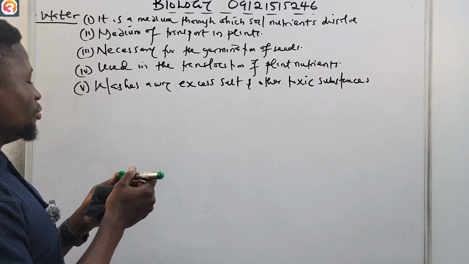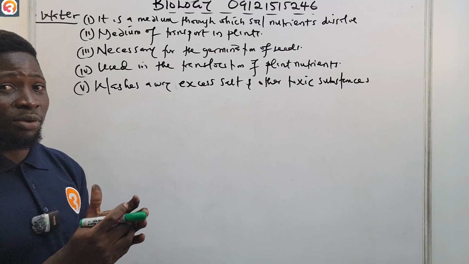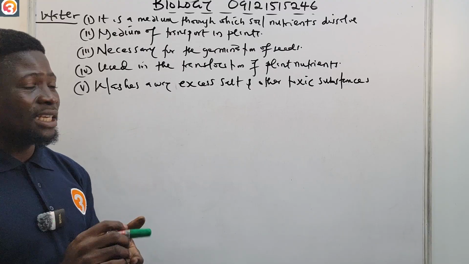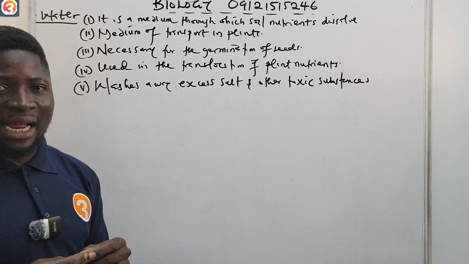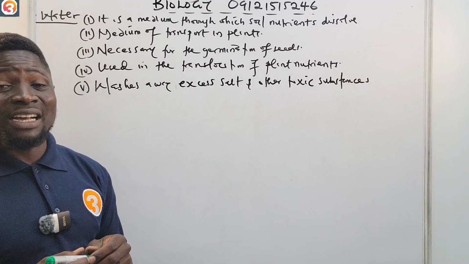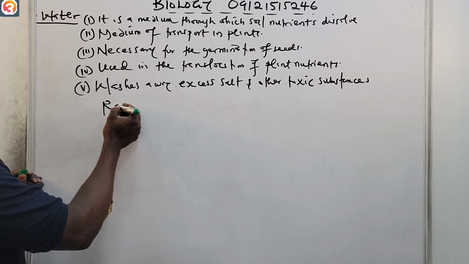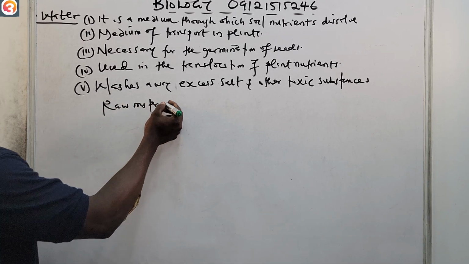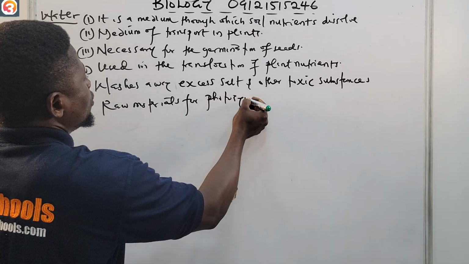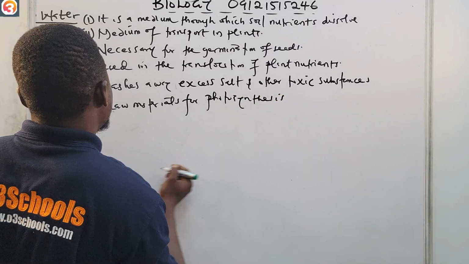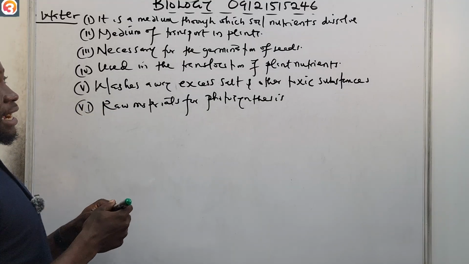Without water, it is just very necessary. These are just a few of them. So water washes away excess salt and other toxic substances from the plant, and water is also a raw material for photosynthesis. That's number six. Now we're done with water.